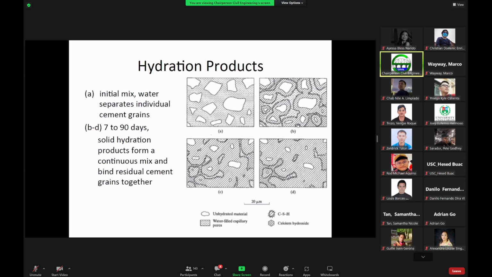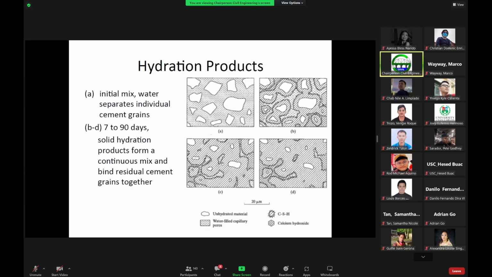Then for the last 3 photos, B, C, D, this is in 7 to 90 days, where you see hydration products form and bind the cement grains together. So in B, you see the CSH is the one that forms around the cement particle. Then further hydration will allow the CSH to bridge together. So there's bridging with the CSH formed from other cement particles. Likewise, there is a reduction in size of your cement particles. And now the reaction becomes diffusion controlled.